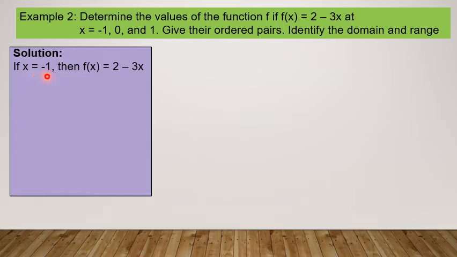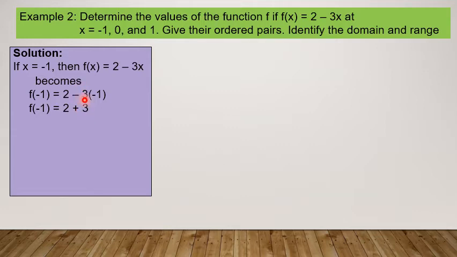If x equals -1, then f of x equals 2 minus 3x. So we're going to substitute the -1 for x. That's the clarification. If f of -1 equals 2 minus 3 times -1, we're going to multiply this, so it becomes a positive 3.